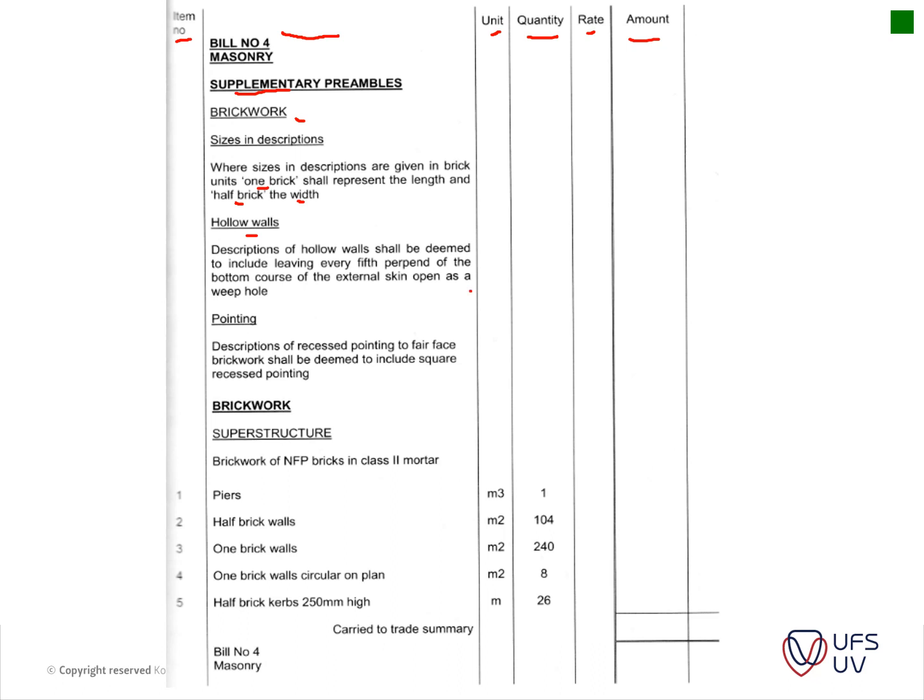What I also usually add here is your binding wire between your hollow skins on both sides. Every fifth layer there should be a reinforcing connection, spaced at 1 meter intervals or so, I can't remember off the top of my head. Then it continues to pointing. Description of recess pointing to fair face brickwork shall be deemed to include square recess pointing. Basically it will not be flush. The contractor should allow an amount for cleaning out the joints and making it neat. So it's very contractual talk used in the bills of quantities.